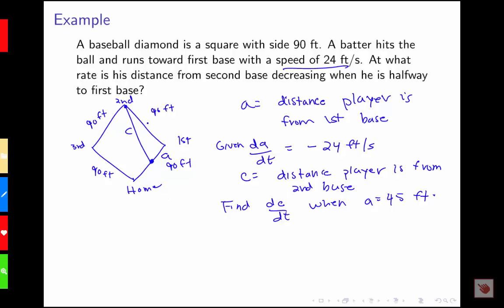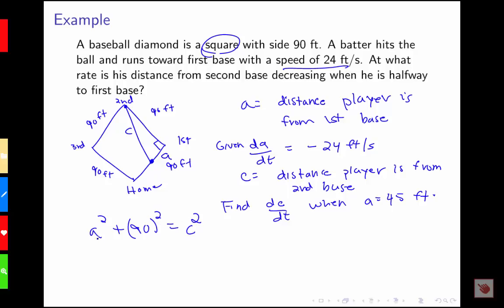But when we look at our diagram, we want to see how we can get an equation that relates A and C and this third side here of 90. Well, if I'm dealing with a square, then I've got a right triangle, and I can use the Pythagorean theorem to get a relationship between my different variables. So I can say that A squared plus 90 squared, because we're not interested in the distance between second and first changing, that's constant, is equal to C squared.